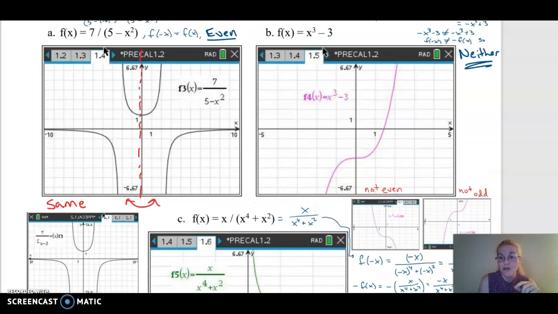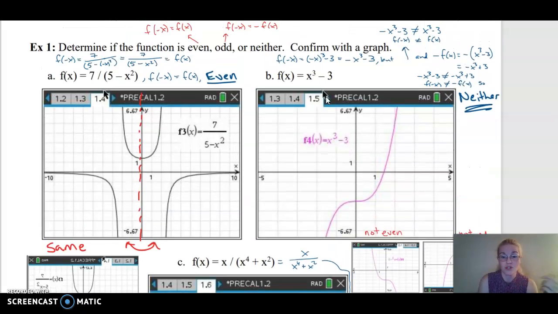So it's neither, but how would we show that algebraically? Well, you're going to plug negative x into f, and negative x cubed is negative, so negative x cubed minus 3. But negative x cubed minus 3 is not the same thing as positive x cubed minus 3. So it's definitely not even.